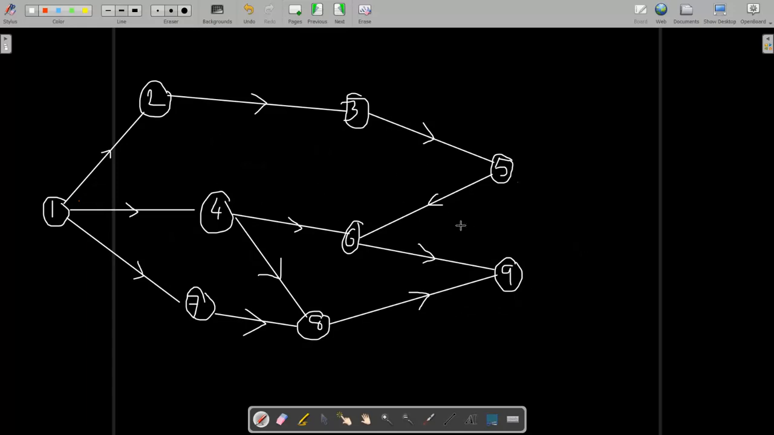Now we have to find the critical path. What is the critical path? The critical path is the path consisting of activities which are critical, and critical means that if there is a slight delay, a delay of 1 day, then your whole project duration can be delayed. So we have to maintain them as per schedule. That is known as the critical path.